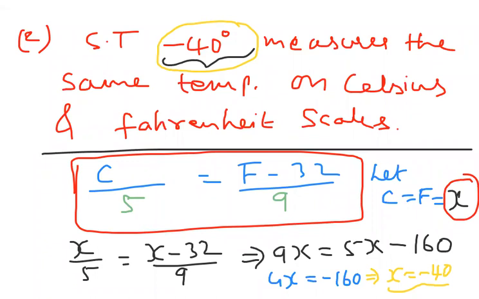What we did is, at minus 40 temperature, the Celsius scale and the Fahrenheit scale show the same temperature. Minus 40 temperature is the same, either you take the Celsius scale or the Fahrenheit scale. Fine. I hope you are clear with this example now.